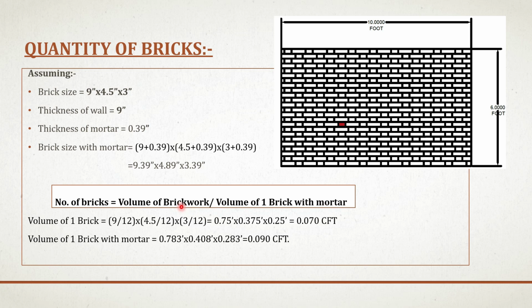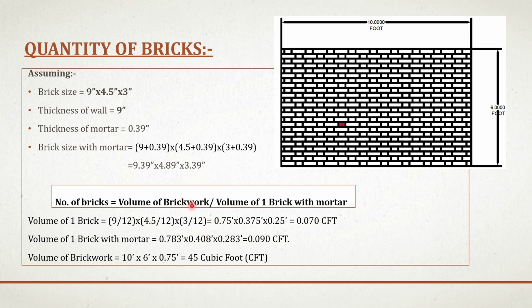Let us derive the volume of brickwork, which is nothing but the volume of the wall. So volume of brickwork or volume of the wall equals 10 foot, that is length, multiplied by 6 foot, that is height, multiplied by 0.75, which is thickness of the wall. If you multiply these three values, then you will get 45 cubic foot. So volume of brickwork equals 45 cubic foot.